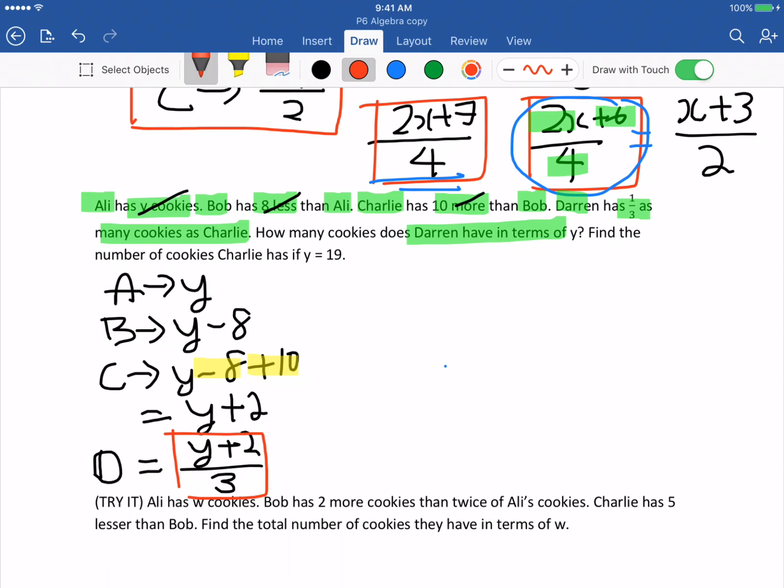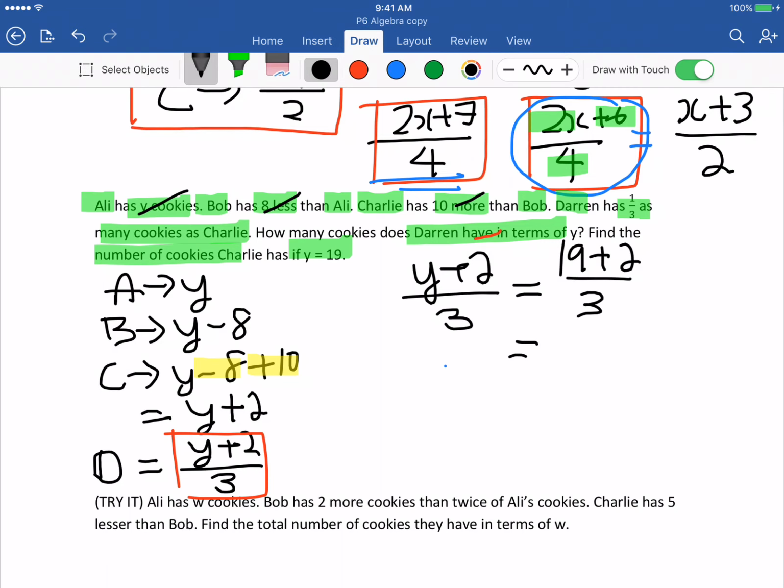Next one. The question has to find the number of cookies Charlie has if Y equals 19. So substitute Y equals 19 in. So it'll be Y plus 2 over 3. Y equals 19, so it's 19 plus 2 over 3. 19 plus 2 is 21 over 3, which equals 7. That's the answer.